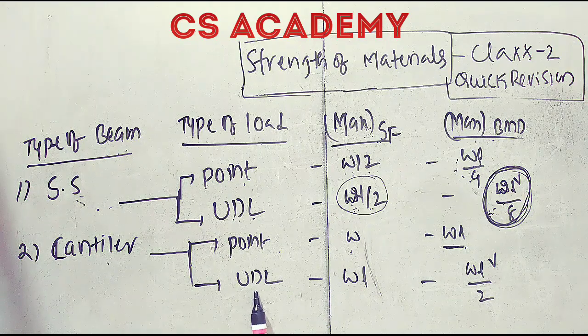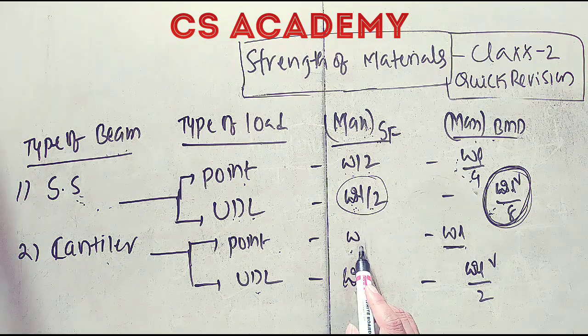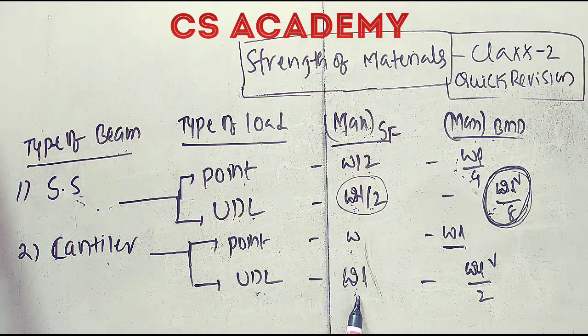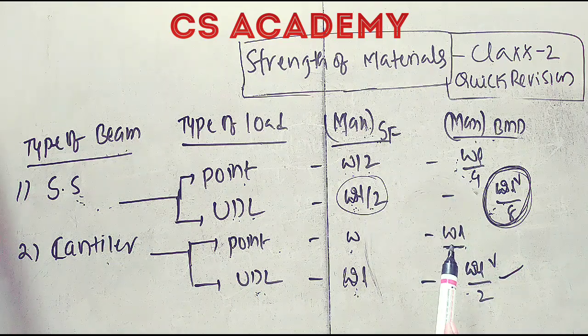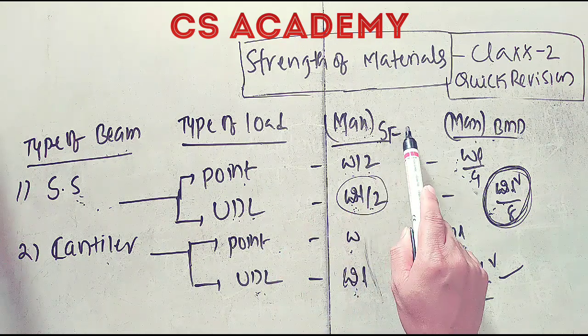Cantilever with uniformly distributed load: the maximum shear force will be WL, and the maximum bending moment will be WL square by 2. Here W is the intensity of loading, and for the normal point load, it will be WL. This is very important. This data is very useful, and with it any question may be asked in the future coming exams. You have to remember this.